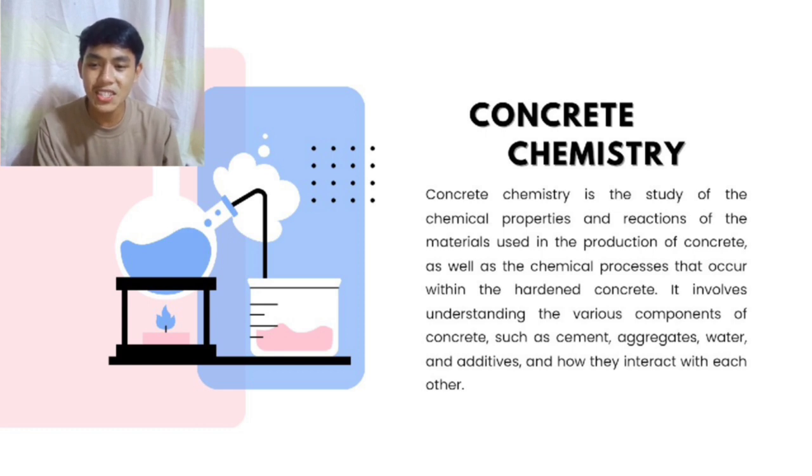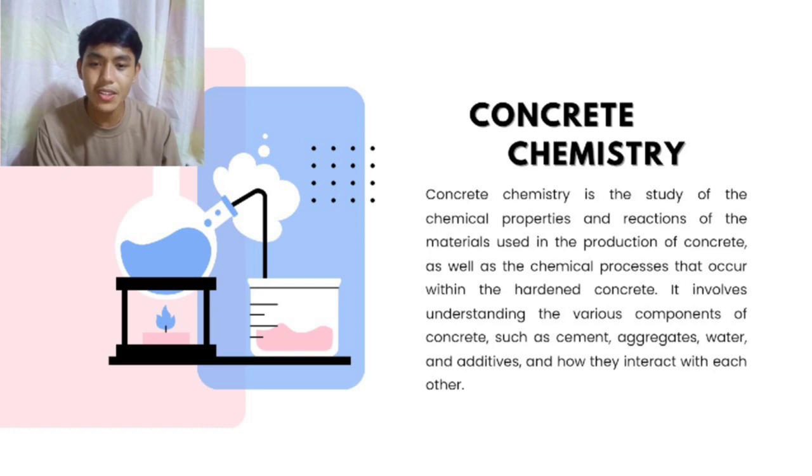Concrete chemistry is the study of chemical properties and reaction of the material used in the production of concrete, as well as the chemical process that occur within the hardened concrete. It involves understanding the various components of concrete such as cement, aggregates, water, and additives, and how they interact with each other. Some key aspects of concrete chemistry include the hydration of cement, which is the chemical reaction that causes it to harden and become strong.